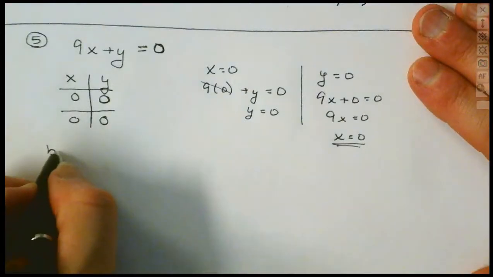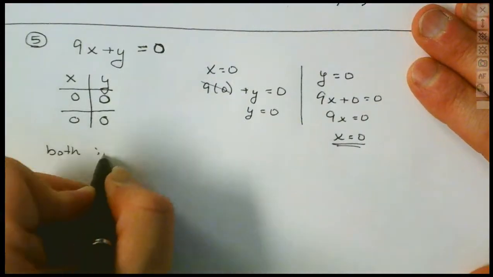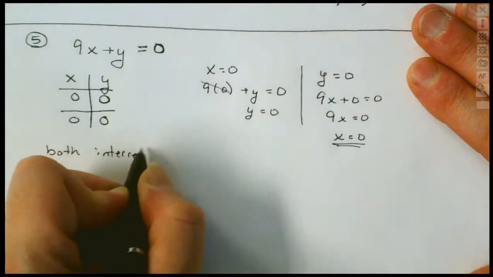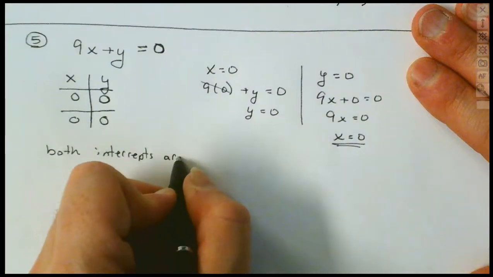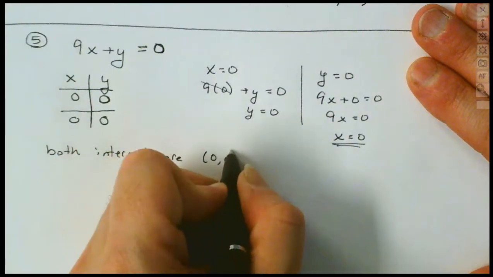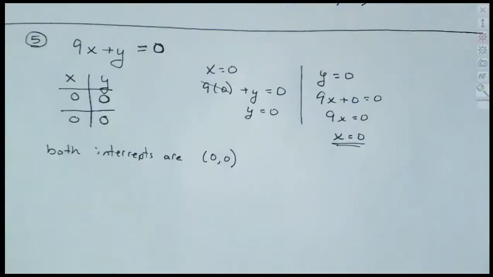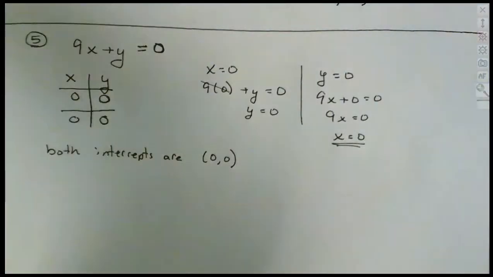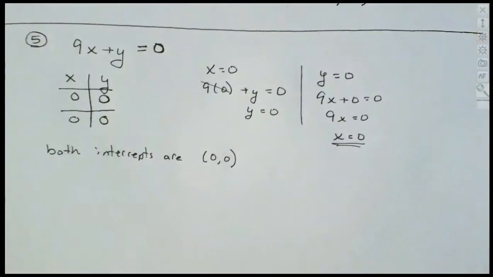Well, in this case, both intercepts are 0, 0. Now, when we go to graph a line, what do we have to have? At the very basics of graphing a line, we have to have 2 different points. These came out to be the double 0. So we need to come up with another point. We can't just graph it with 1. We have to have a minimum of 2.